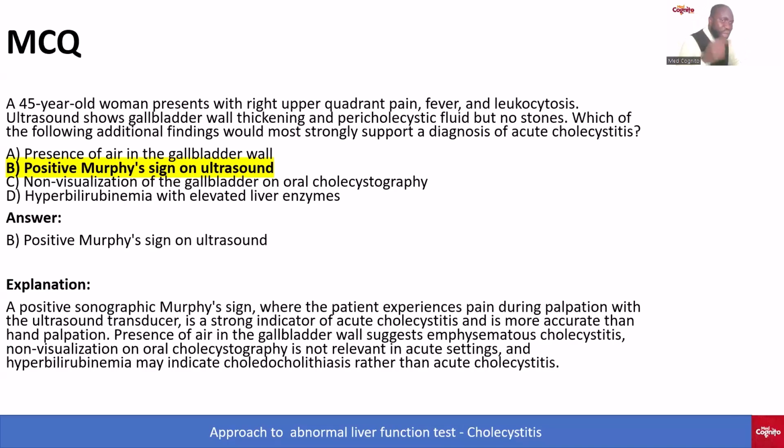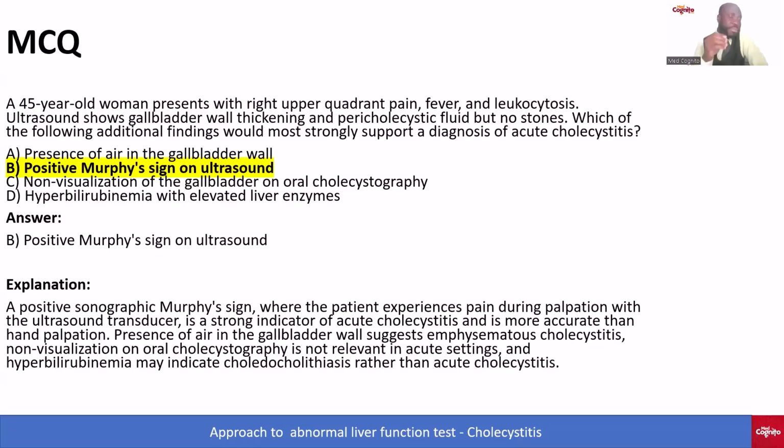Now, presence of air in the gallbladder wall suggests emphysematous cholecystitis. Non-visualization on oral cholecystography is not relevant in the acute setting. And remember that in the MCCQE1 exam, you are being tested on what is the next best step. So just hold on with all the highfalutin stuff like oral cholecystography. And hyperbilirubinemia may indicate choledocholithiasis rather than acute cholecystitis.